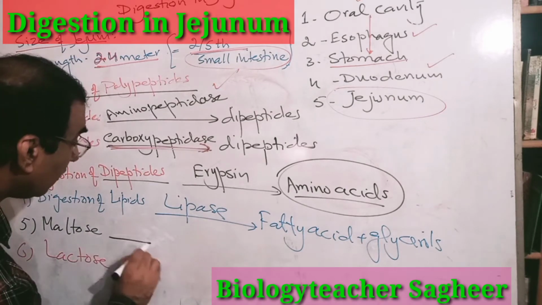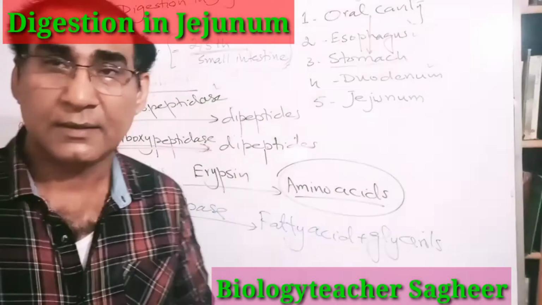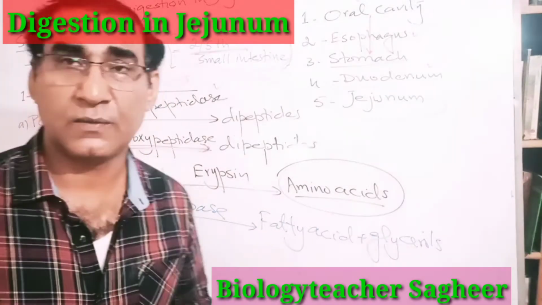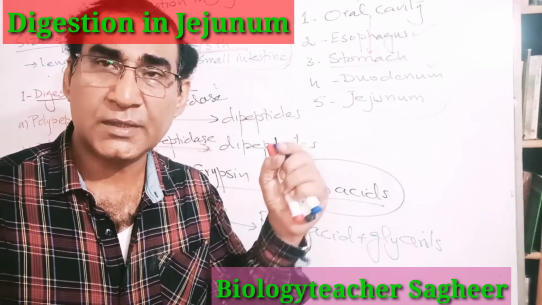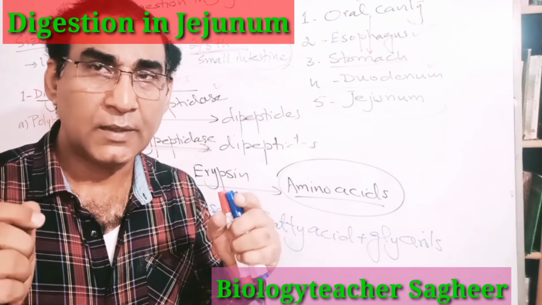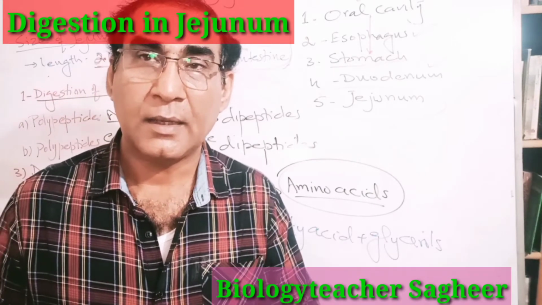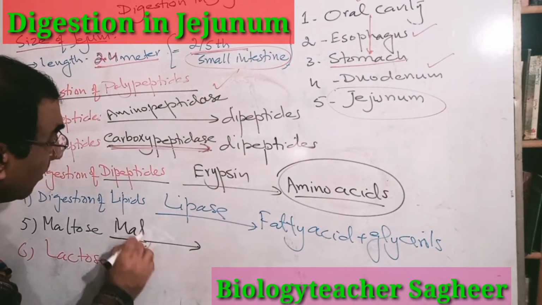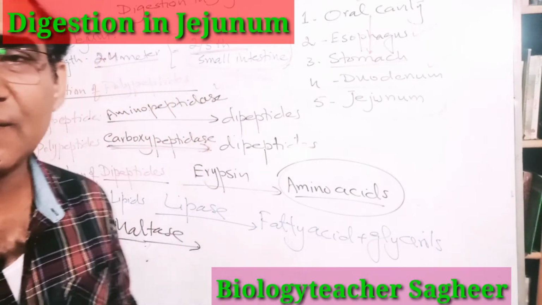Maltose. Maltose, you know, is a disaccharide that consists of two glucose molecules. You have studied in the structure of carbohydrates that two molecules of glucose form a glycosidic bond, and maltose is formed. That maltose comes from fruit and many other food materials. This maltose is acted upon by maltase.